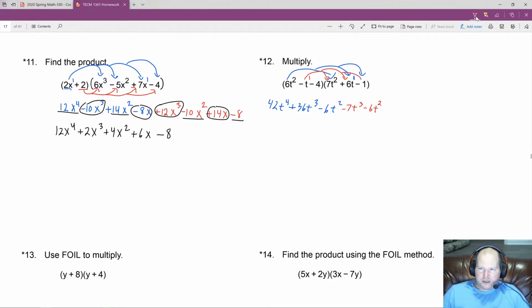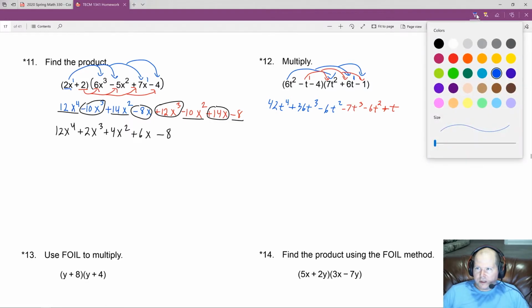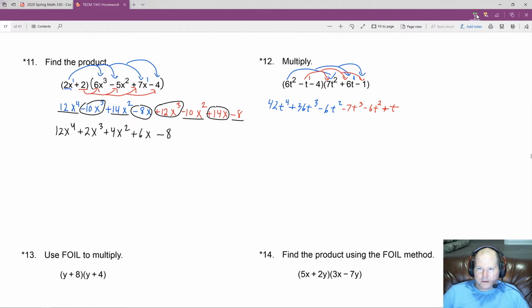Then finally we end up with negative t times negative 1, which gives me a negative times the negative is a positive, and so we'll end up with a positive t. Then we're going to finally distribute the last term, the 3rd term over here, so it's negative 4, for instance, times 7t squared. So a negative times a positive is a negative. A 4 times a 7 is a 28. And finally, we're just going to keep the t squared.